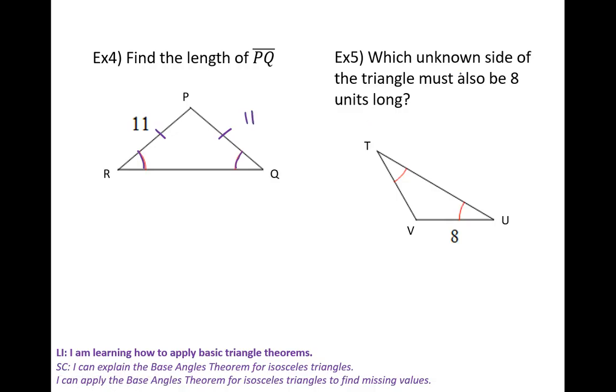For number 5, which unknown side of the triangle must also be 8 units long? Once again, I have two congruent angles, so we want to be careful that we mark the congruent sides. The congruent sides have to both be touching only one angle. This touches one of the congruent angles and this does. So this side is 8, which means this side is 8. To answer our question, which unknown side of the triangle must also be 8 units long? That would be side TV, or you could call it VT.